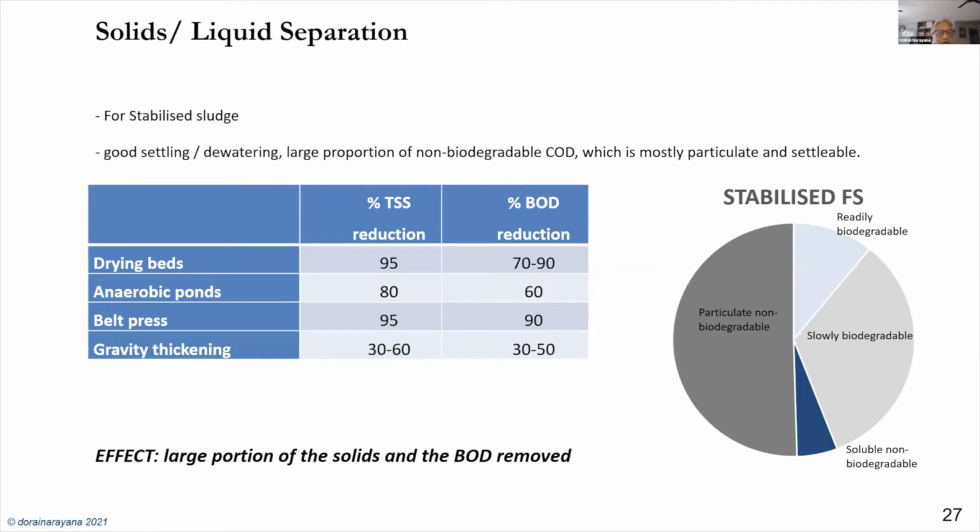And you can have different types of solid liquid separation processes to be used, drying beds, anaerobic ponds, belt press, and so on. And you can see here that the percentage of total solids reduction can be very high, which means if you're using drying beds, for example, only 5% of the solids are then in the filtrate that is coming out of the drying beds. And similarly, there's a reduction of a big portion of the BOD as well, right? So this is a good step to do so that you reduce the kind of loadings that end up being co-treated in your STP, right?